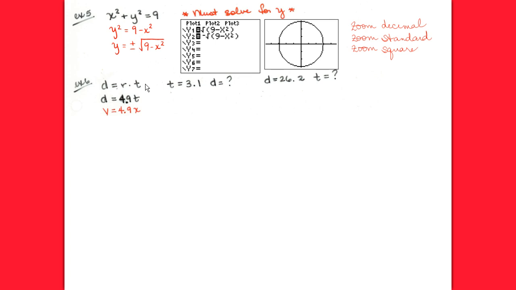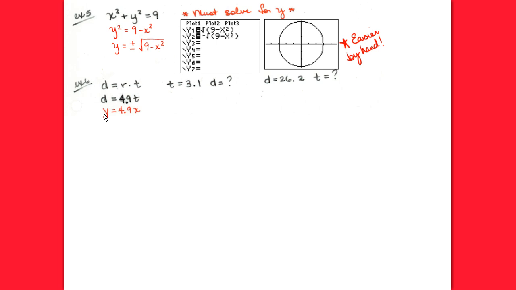Since they told me that the runner runs at a constant rate of 4.9, then I could replace rate with 4.9. Now, if that is bothering you that you've got like a D and a T in there, you could always replace that with X and Y if it makes you feel better. It's still x to the first, y to the first, just like a linear equation that we've been working with today. If you wanted to throw it into your calculator to look at the graph, that's how you would put it in. So don't let the d and the t bother you. They're just variables.